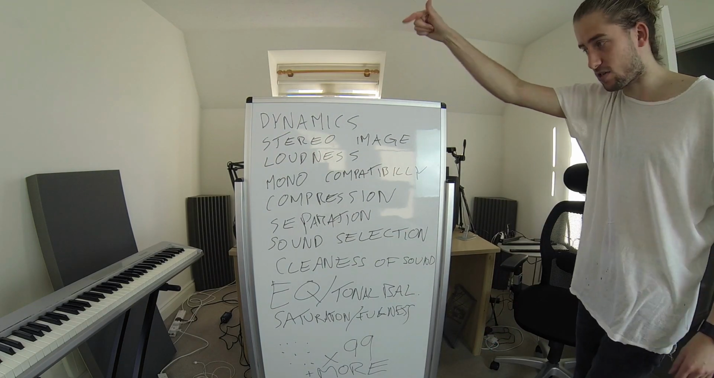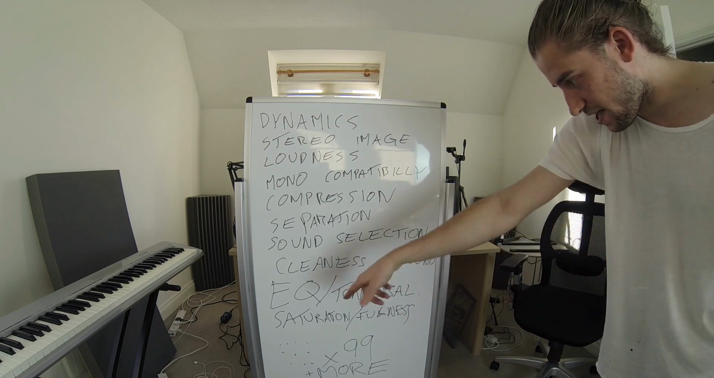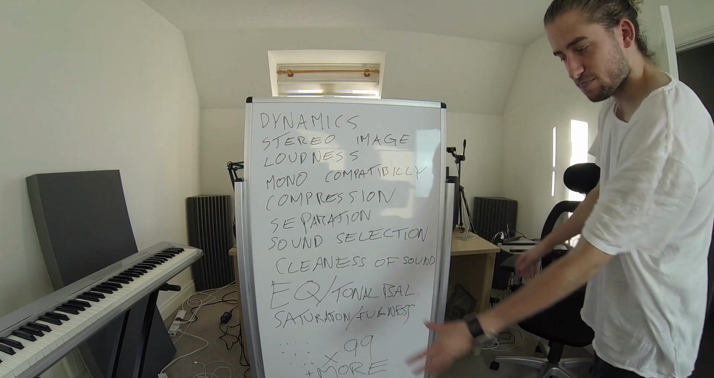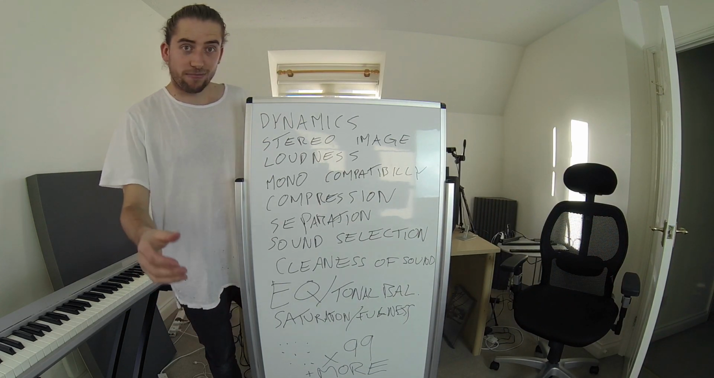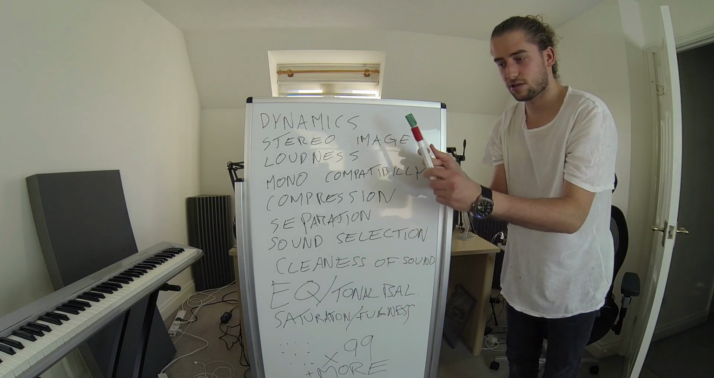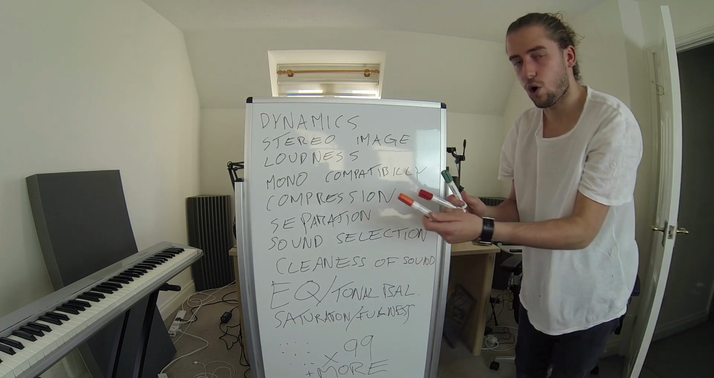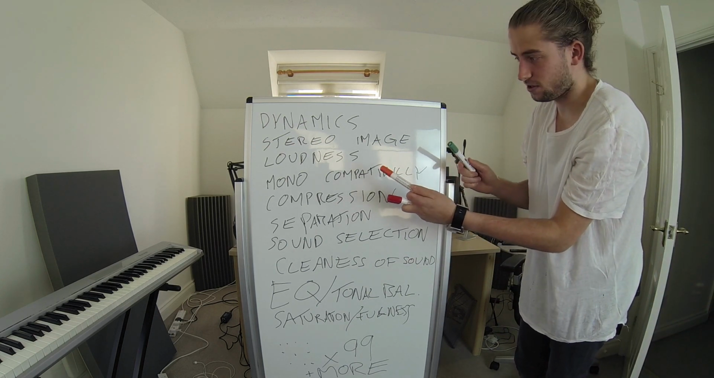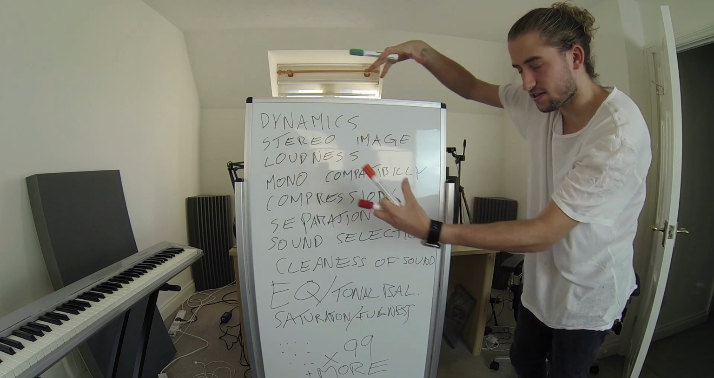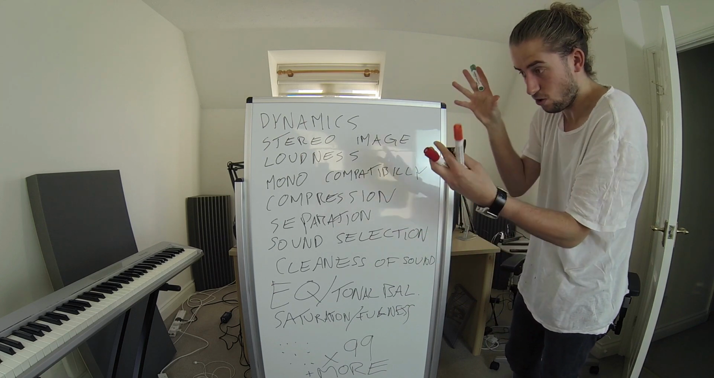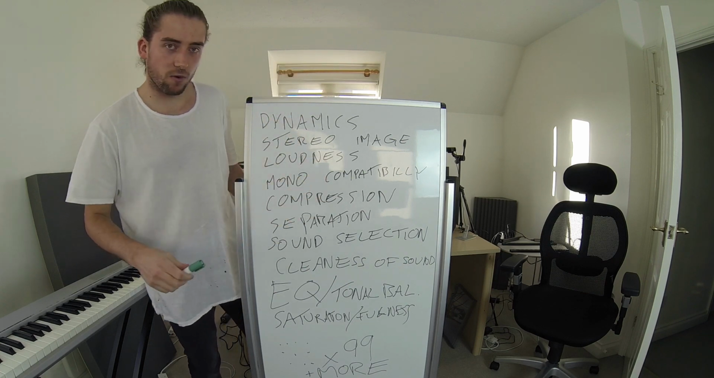Dynamics, stereo image, loudness, mono compatibility, compression, separation, sound selection, cleanness of sound, EQ, tonal balance, saturation, fullness, plus probably 99 more. These are some of the components of a mix. Green, important. Red, not very important. Then orange, medium importance. So I can use these colours to take this framework, the structure of mixing a track, and break it down and tell you what's the most important.